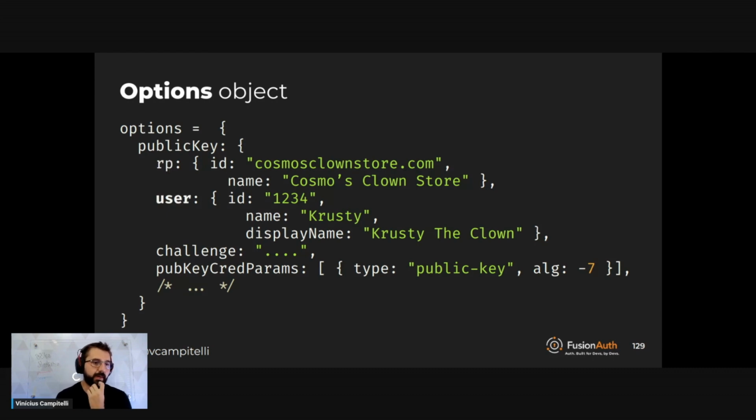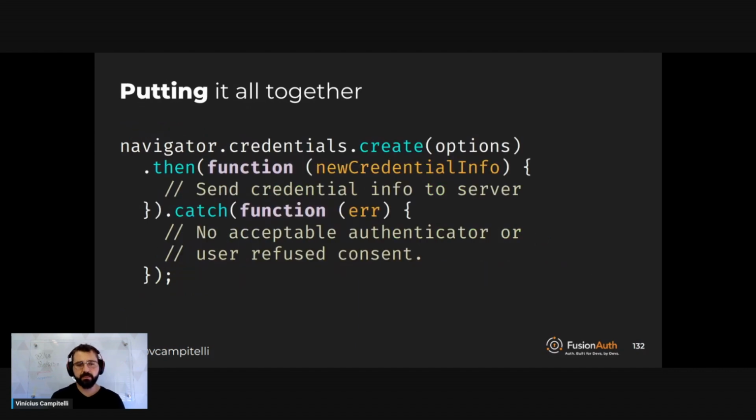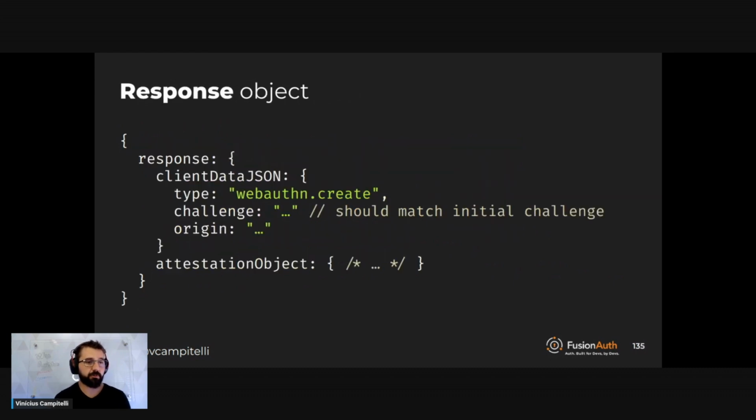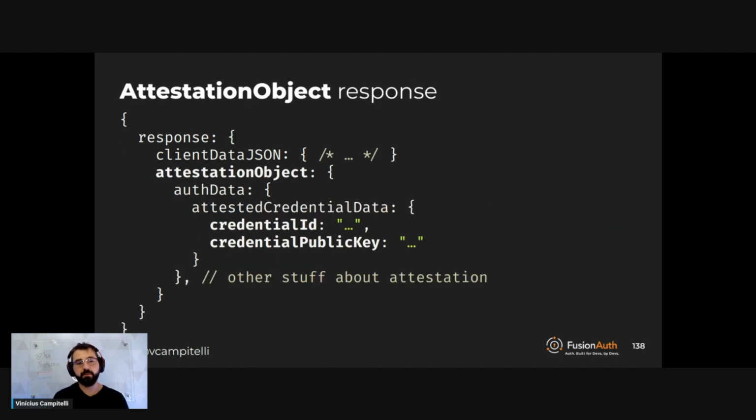So you say the relying party, the user, you return the challenge from the backend, and you have some constraints about the type of algorithm that you want to allow. Again, it's a promise, so it's going to resolve to the new credential info, and that new credential info has some type of information, like the challenge, and it also has this object called the attestation object, which has the credential ID, the credential public key. This is the object that you need to send to your backend, right?